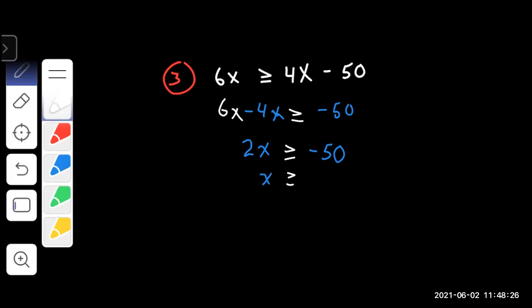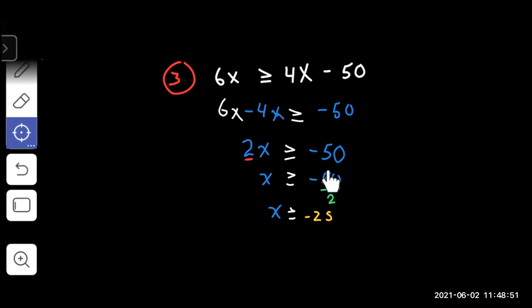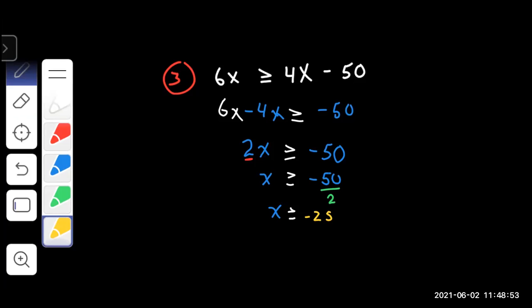We have a 2 that is multiplying. How do we get rid of that 2, guys? Divide. That's going to be dividing on the other side. And then x is going to be equal to what? On the other side, negative 25. Correct. Negative 50 divided by 2 is negative 25. And that is the solution for this inequality.